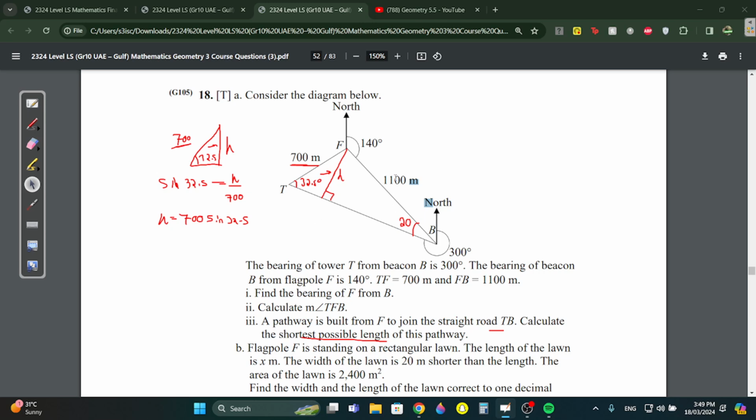If you did 1100 sine 20, you're going to get 376.2, I think. It's accurate to one decimal place. And if you use it, they'll still accept your answer. No need to add any.